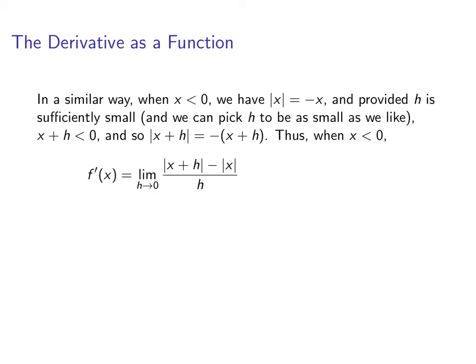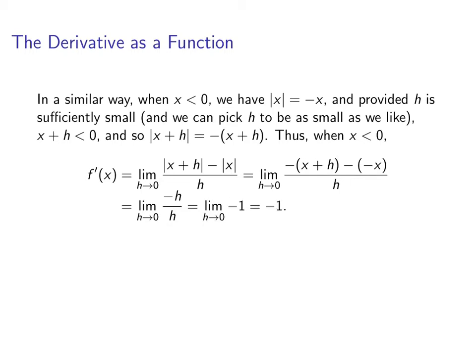Now, our derivative, which starts out looking the same, we have to replace those absolute values with the same thing, but this time with a minus sign included. And so this time we get a limit of negative h over h, and so our answer now is negative 1. Okay, so that tells us that the function is differentiable when x is less than 0.